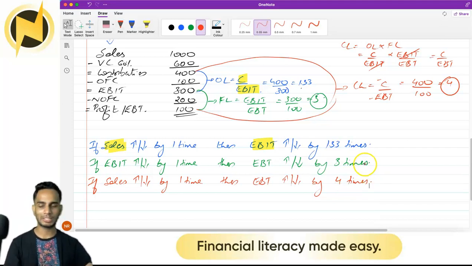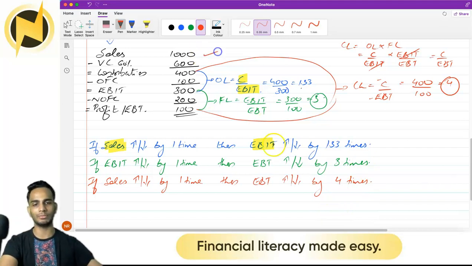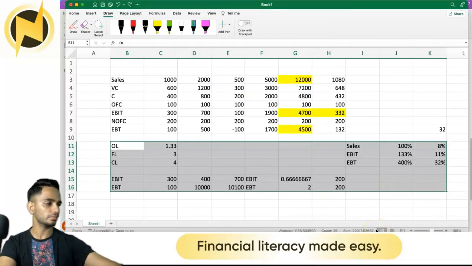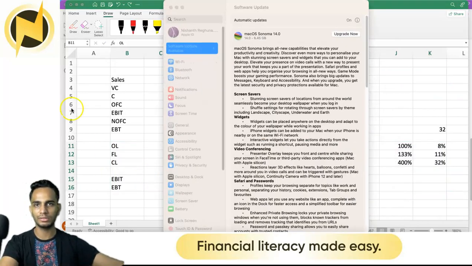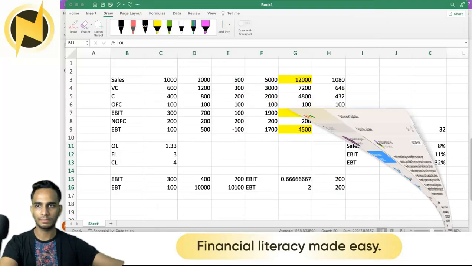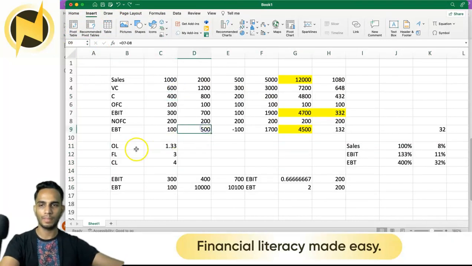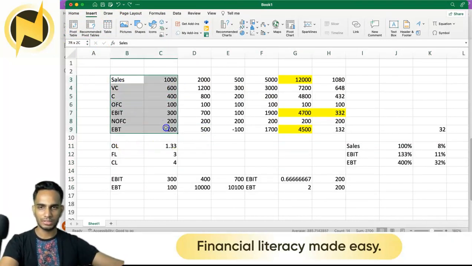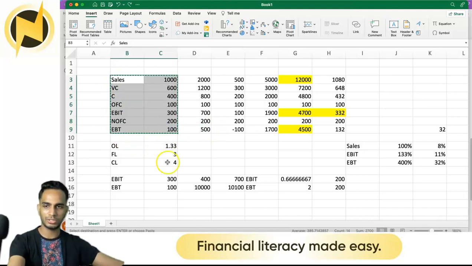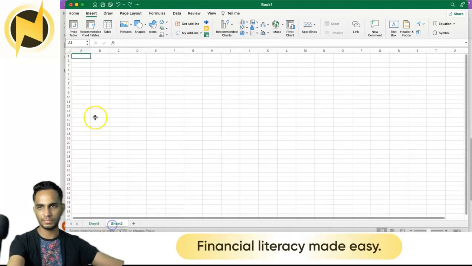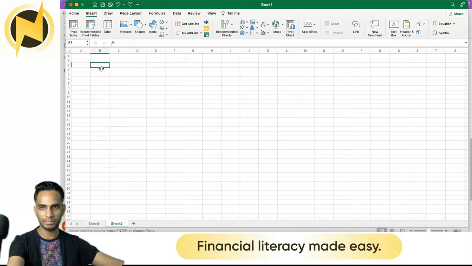Now I'll give you a quick explanation using multiple examples based on the same example. Let's go back to our Excel chart. So here is our Excel chart. I'll just take this and take it to another page. New page. Zoom this a bit.